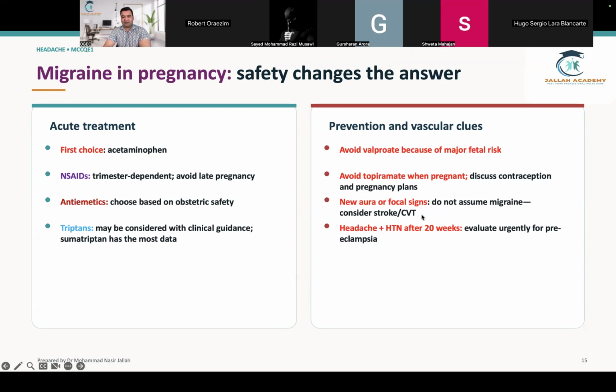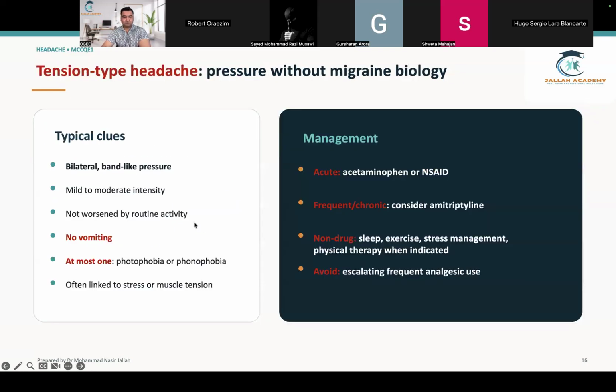New aura or focal sign. Do not assume migraine. Consider a stroke if there is a new focal sign. For example, the patient is losing vision, or losing sensation, or completely the power of the right or left side. Headache plus hypertension after 20 weeks of gestation, evaluate urgently for preeclampsia. We will discuss every single one of them.